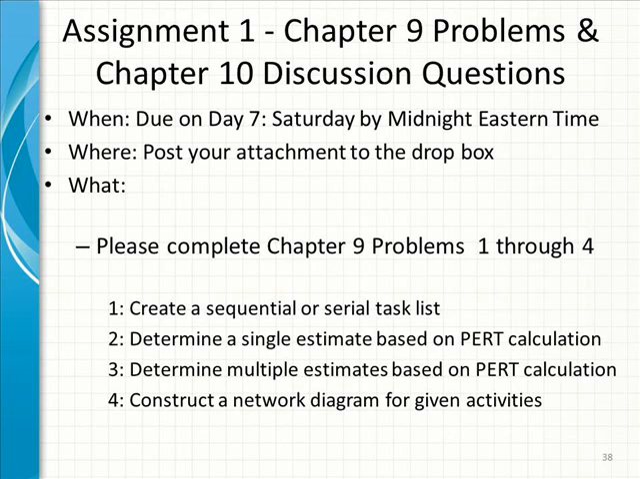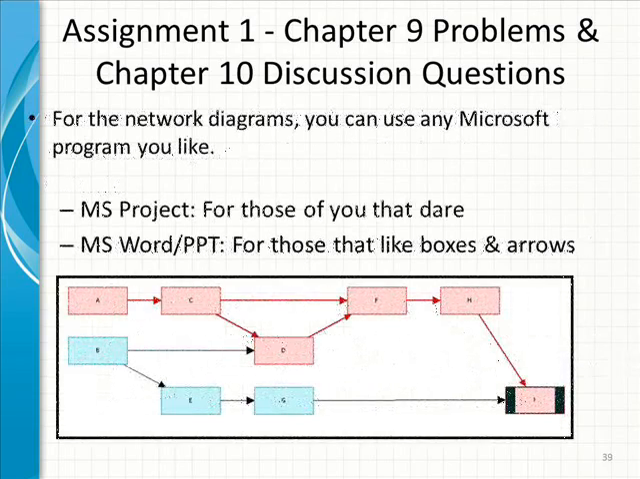Now, the first part asks us to complete Chapter 9 problems 1 through 4. In the first problem, you'll create a sequential or serial task list. Then you'll determine a single estimate based on a PERT calculation, and then determine multiple estimates based on PERT calculations. And in number 4, we'll construct a network diagram for the given set of activities. And here is that example of a network diagram.